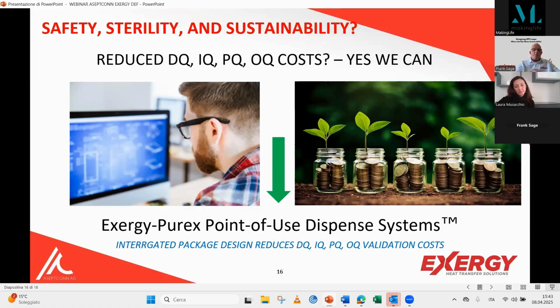So simple operation qualification, performance qualification during SAT.